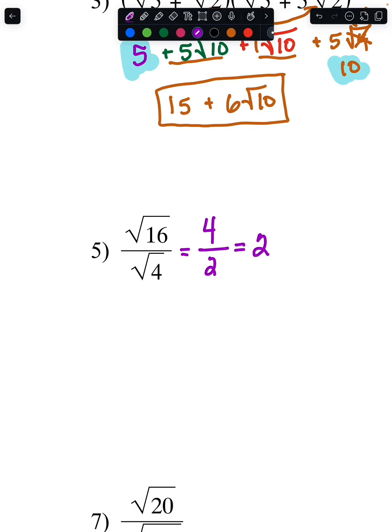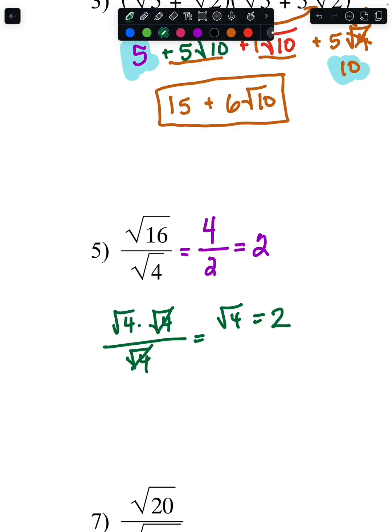But let's pretend we didn't know that, right? Another option we could have done is we could have done 16 is the square root of 4. I'm going to do this a couple of ways. 16 could have been done the square root of 4 times the square root of 4 over the square root of 4, right? And one of these would have canceled out with one of those, leaving me with just the square root of 4, which happens to be 2.